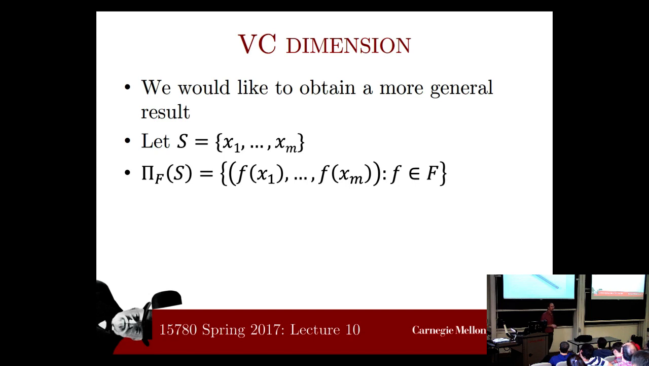Okay? So we take function number 1 in F, and we apply it to every point. We get a vector of pluses and minuses. We take function number 2, we apply it to the training set. We get a vector of pluses and minuses. All of these vectors together make up the set pi sub F of S.